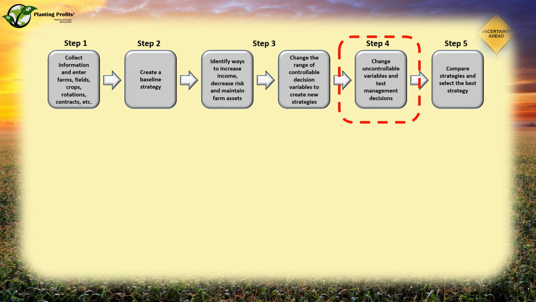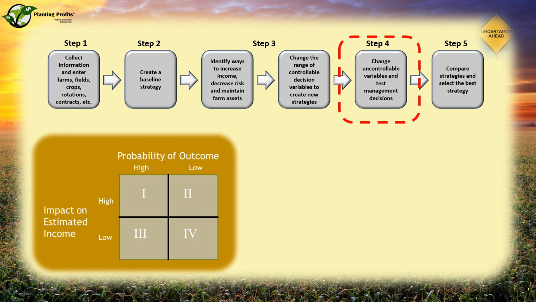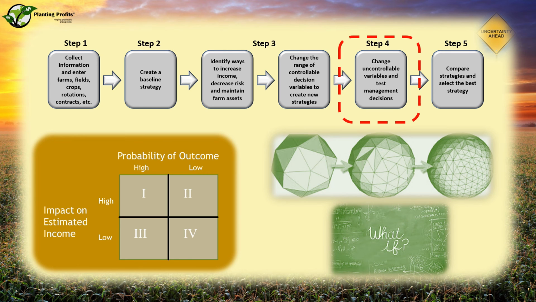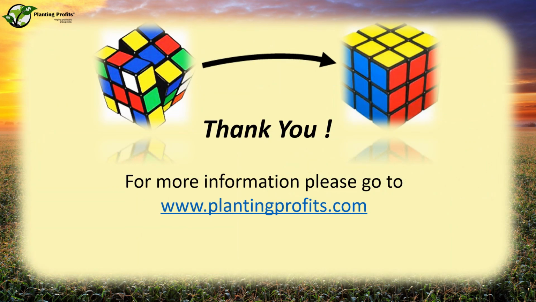To summarize, the scenario analysis tool is used in step 4 of the planning process. Scenario analysis helps refine our strategies and answer what-if risk management questions relating to crop yields, prices, and production costs. The next training video covers step 5, comparing strategies so you can select the one that's best for you.